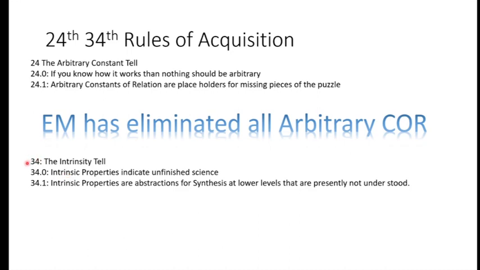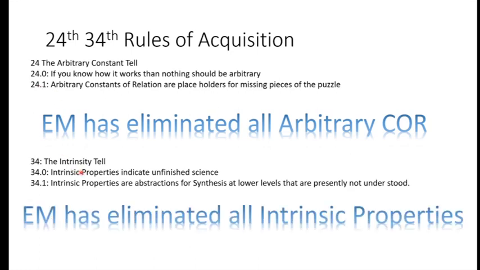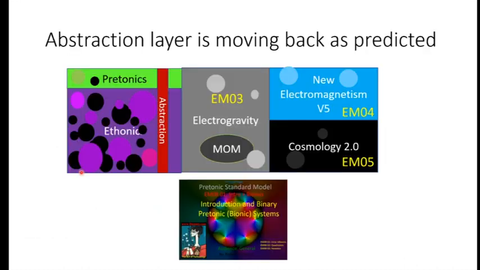So I added the 34th rule as a new rule, because I just didn't have the heart to combine it into here. The intrinsicity tell is pretty much the same thing, and ethereal mechanics has eliminated all intrinsic properties, at least for matter. We still have intrinsic properties of ether, but we're on track to eliminating those, and we can see the light at the end of the tunnel, which means that physics is going to be at the end.